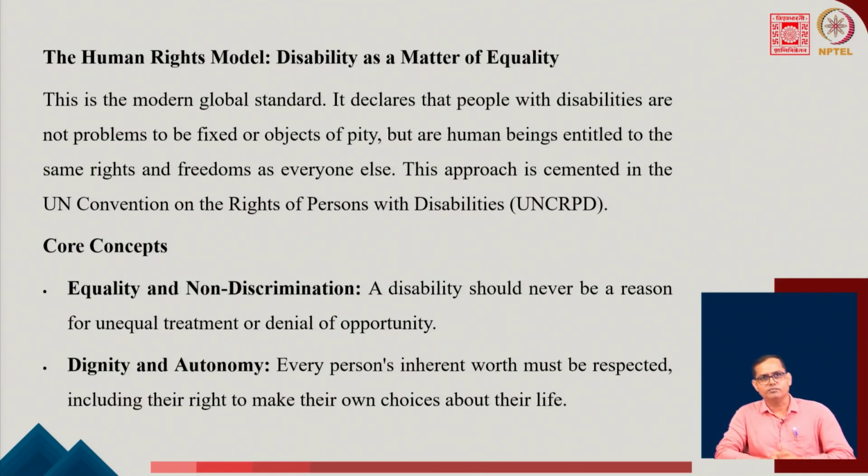The next model of disability is the human rights model that considers disability as a matter of equality. This is the modern global standard. It declares that people with disabilities are not problems to be fixed or objects of pity, but are human beings entitled to the same rights and freedoms as everyone else. This approach is cemented in the United Nations Convention on the Rights of Persons with Disabilities.